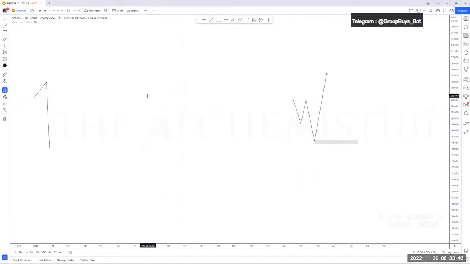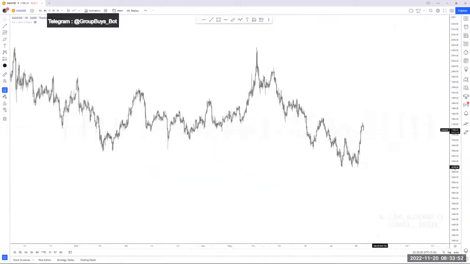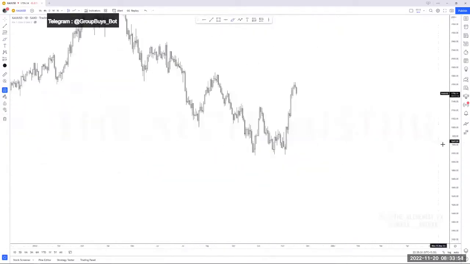So can you understand this? Support, resistance, and all that stuff. Now let's see how we can get some entries, some good entries with this.